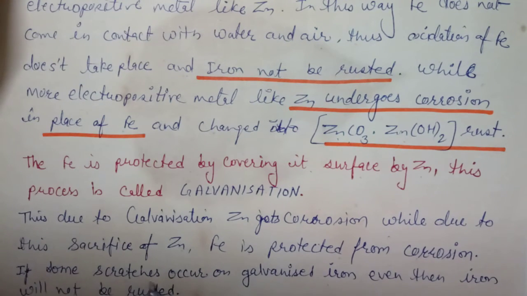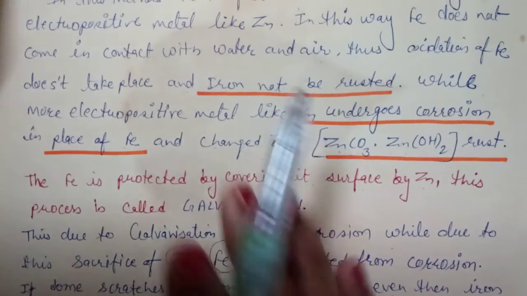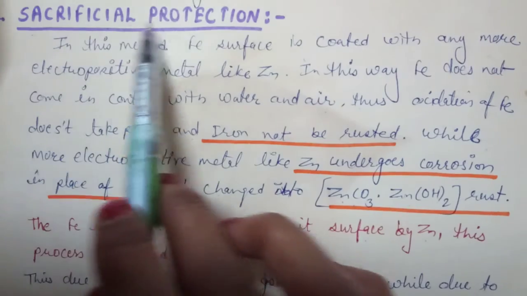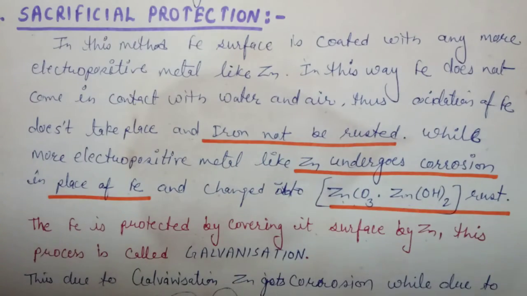If some scratches occur on the galvanized iron, even then the iron will not be rusted. Zn sacrifices itself to protect the Fe from corrosion. So this process is termed sacrificial protection. Zn sacrifices and iron is protected.